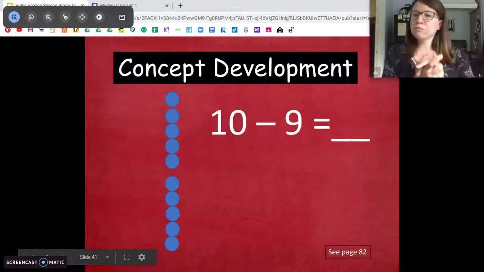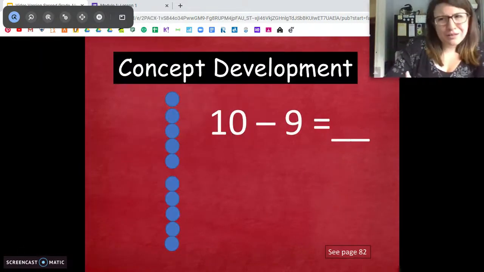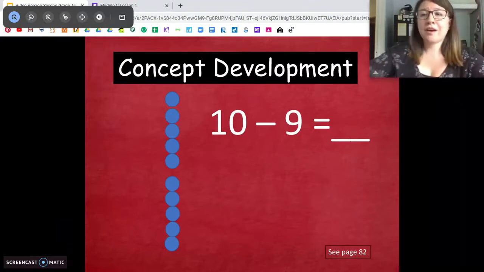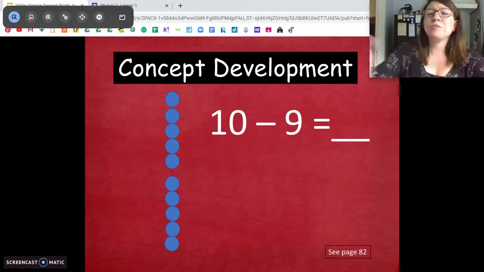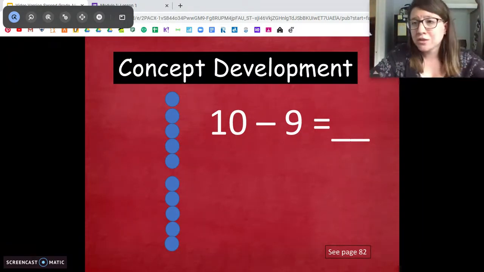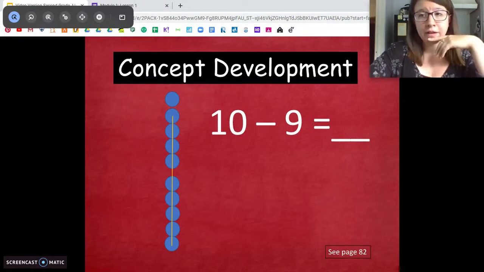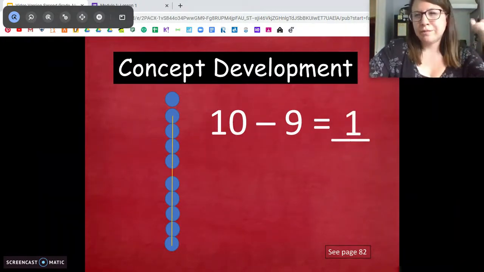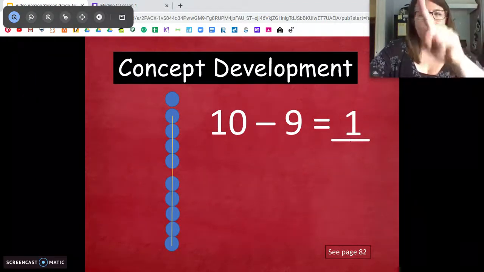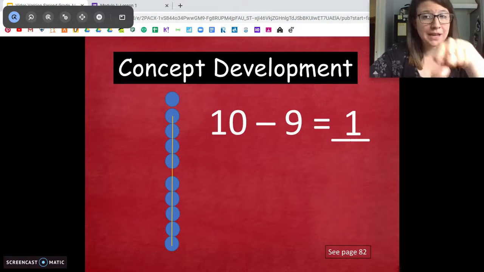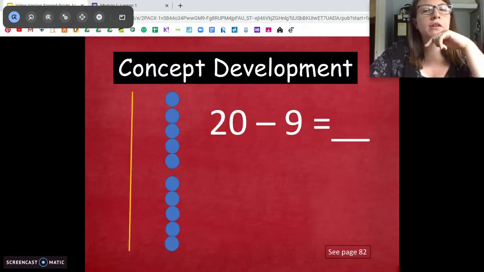Good. Okay. Let's solve this. This one's pretty easy, right? 10 minus 9 is what? Now we can solve that by scooping up 9 and adding on. We can just count backwards. We can draw circles. Lots of different strategies. So here they did a drawing, and they crossed off 9, and we have 1 left, right? 10 minus 9 equals 1. Easy peasy.